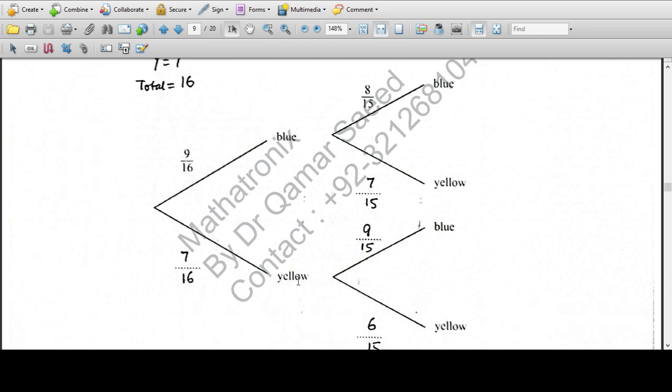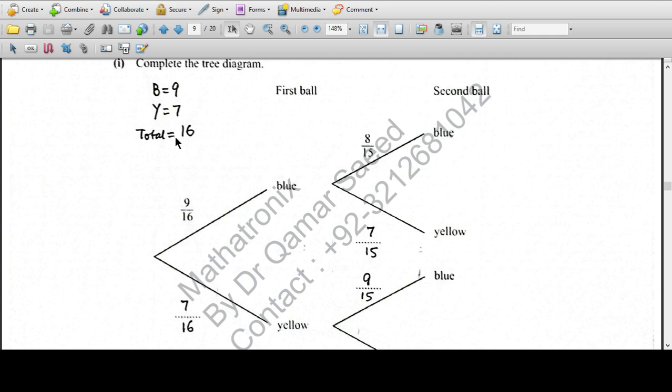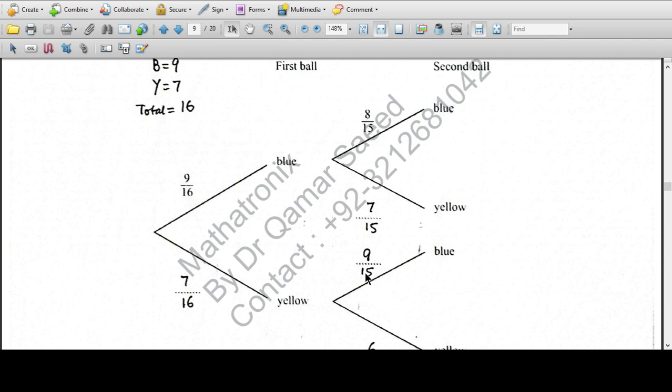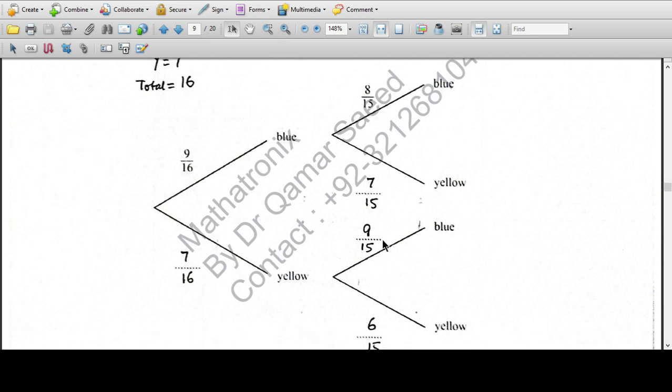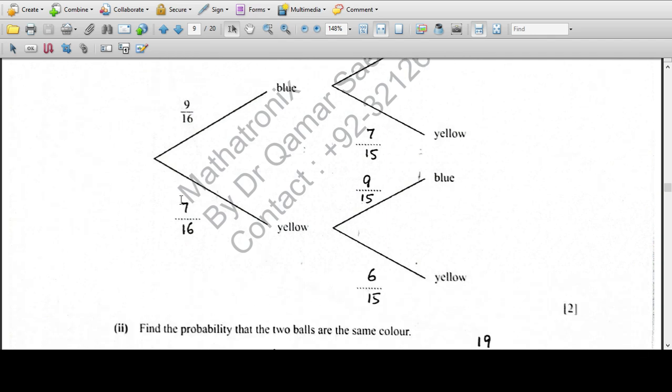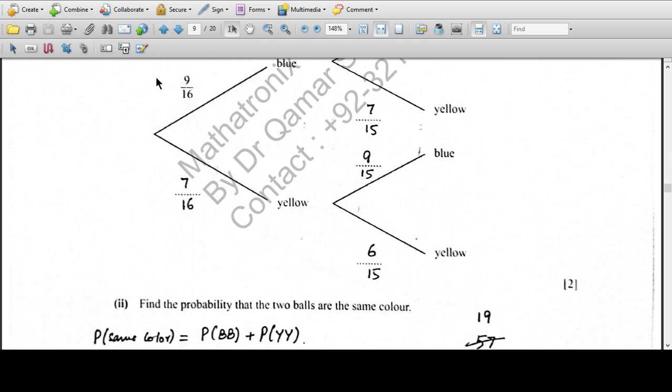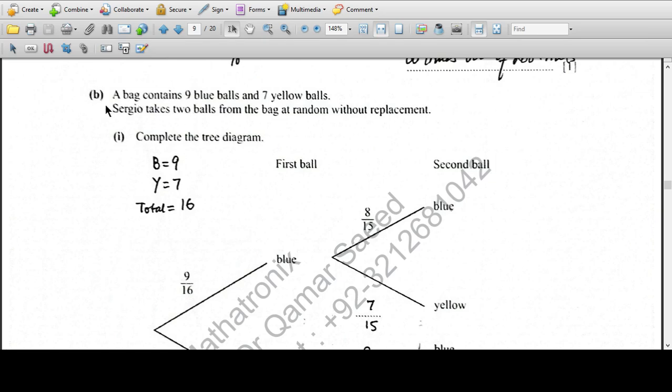Now, if the first ball is yellow, then for the second blue ball, the number of blue balls is still 9, but the total number of balls is now 15 for the second try. So 9 upon 15 is the blue ball probability. For yellow, if one yellow ball is taken, then one yellow ball is reduced, so 7 minus 1 is 6, and the total also reduces by 1, so 6 upon 15. So we have completed this tree diagram as asked in this B part.